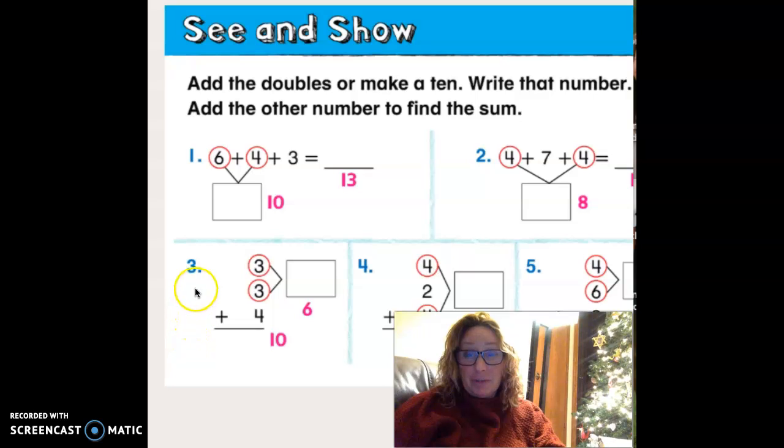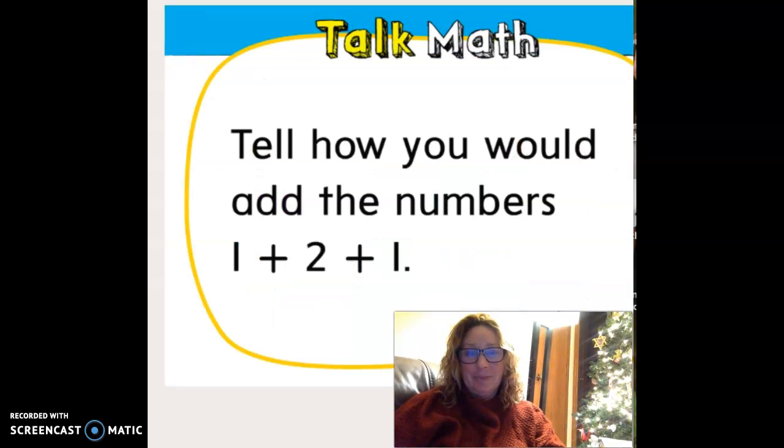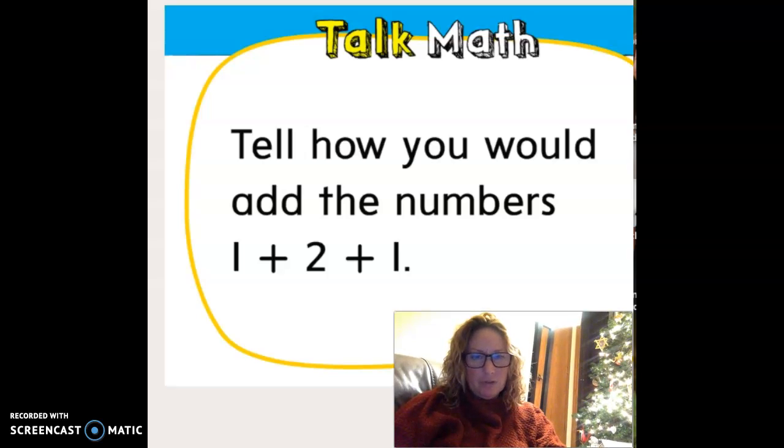Now let's look at number 3. Did you get 10? Yes, if you add 3 and 3 is 6, and then add this 4 is 10. Now let's think. Tell how you would add these numbers. 1 plus 2 plus 1. Okay, we'll pause here. And teachers, we can have a discussion with the students, call on someone to tell how you would add these numbers.